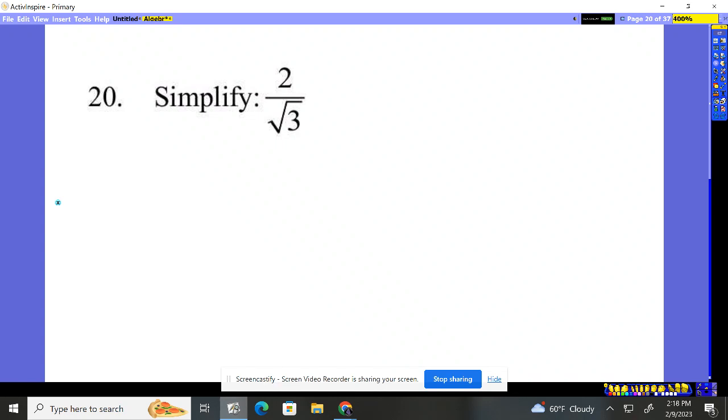Number 20, simplify 2 over the square root of 3. You can't have a radical in the denominator. So how can we get rid of a square root of 3 in the denominator? All we do is multiply by root 3 there.